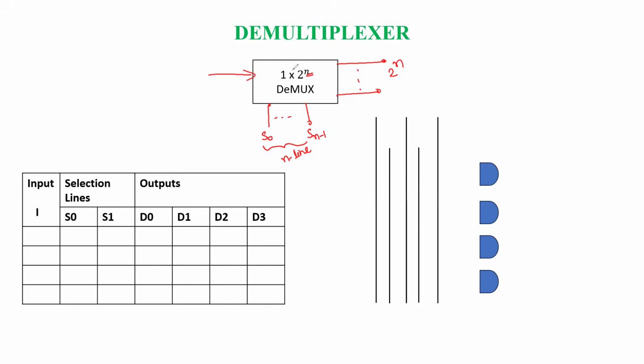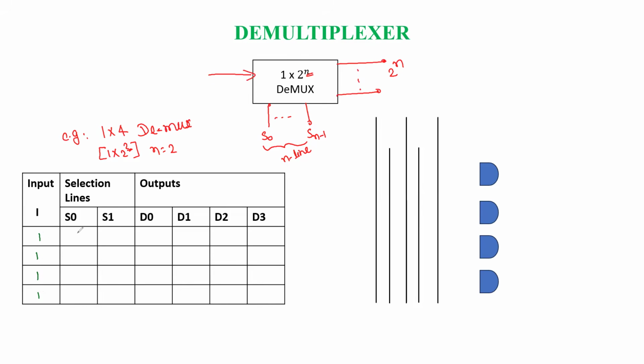Now we have taken one example where we are going to design the 1 cross 4 demultiplexer. Since it is a 1 cross 4 demultiplexer, this 4 we can write as 1 cross 2 to the power 2. So the number of selection lines is 2, so the small n value is 2 in this case. The input will always be high here, so we are taking that input as 1.